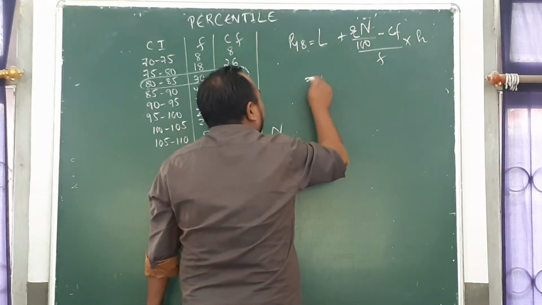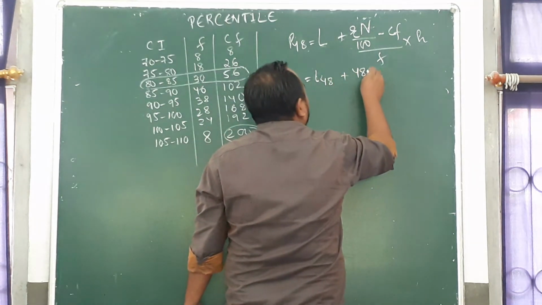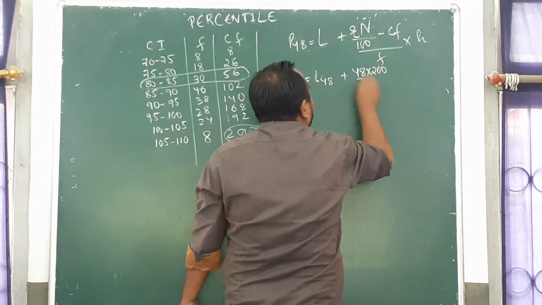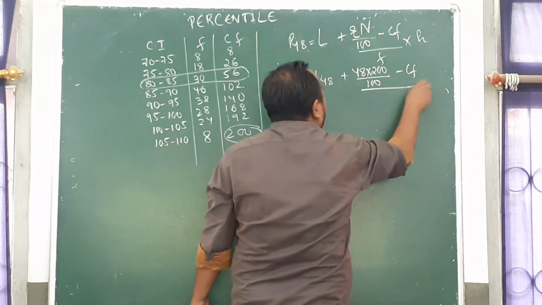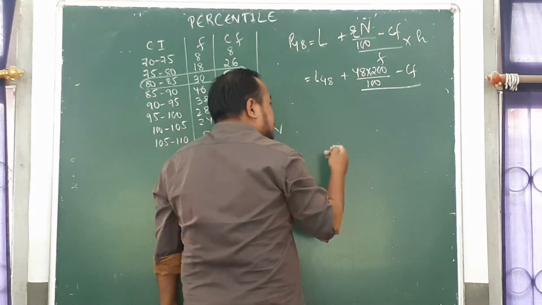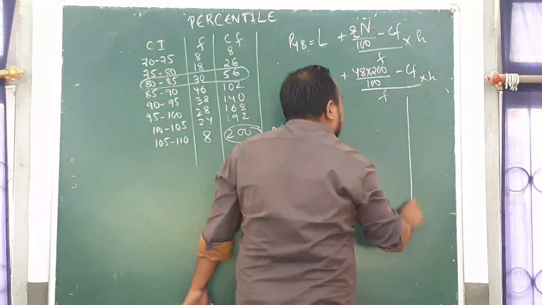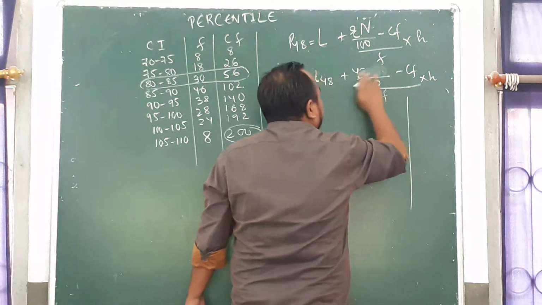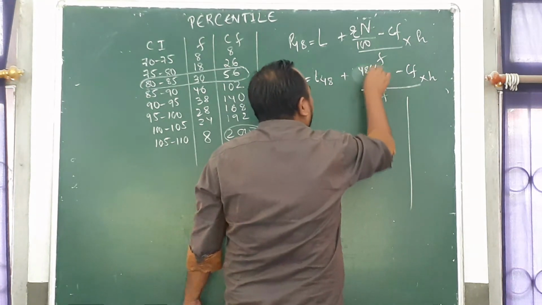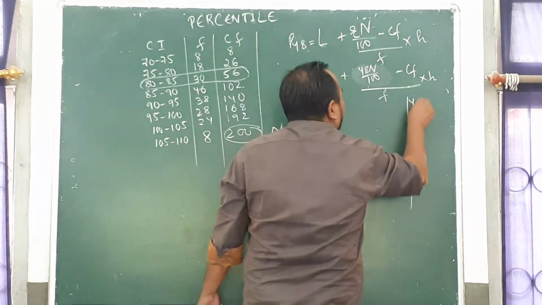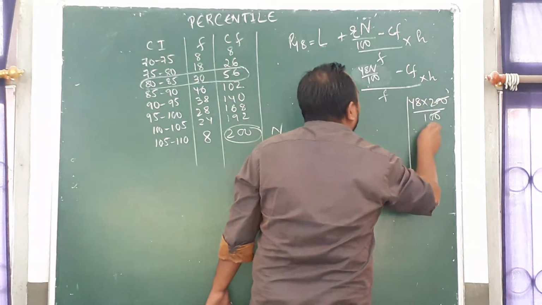So which percentile class are we looking for? 48. So it's going to be L48 plus R is 48 into N is 200 divided by 100 minus Cf, means the cumulative frequency of the percentile class just above the 48th frequency, into H. So let us calculate this. 48N by 100. So it's going to be 48 into N is 200 divided by 100. What is that equal to?